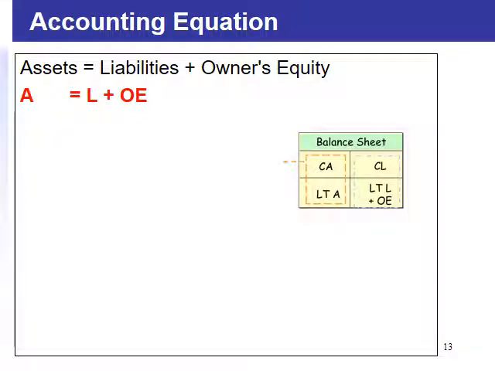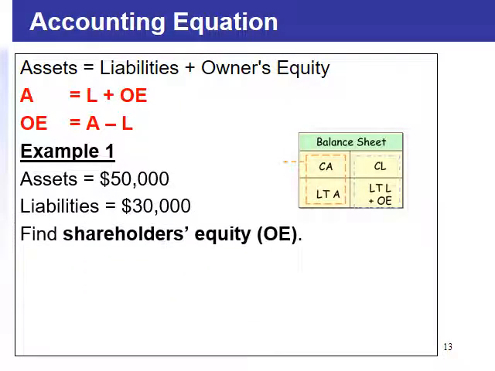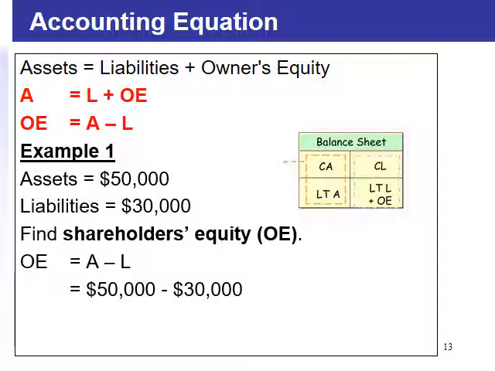We know that A equals L plus OE. To find OE, I simply move it around. OE equals A minus L. Let's look at one example here. The asset is 50K, liabilities 30K. Let's find OE. We know that OE equals A minus L. So 50K minus 30K gives us 20K. So we know that the OE is valued at 20K, 20,000.